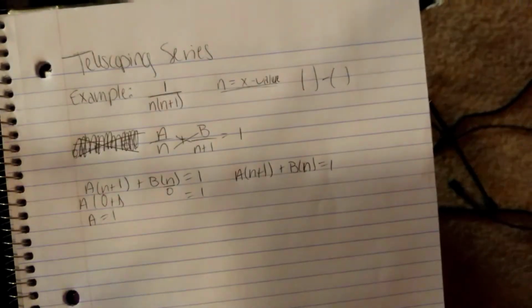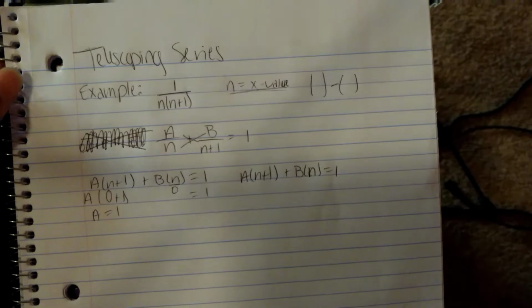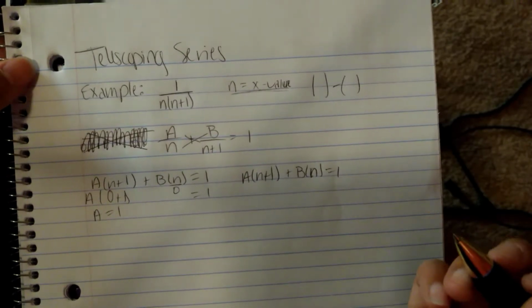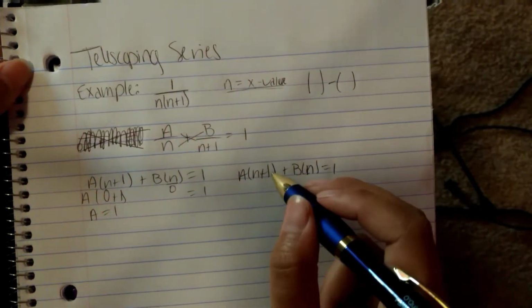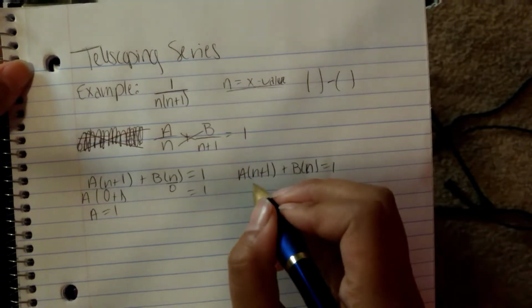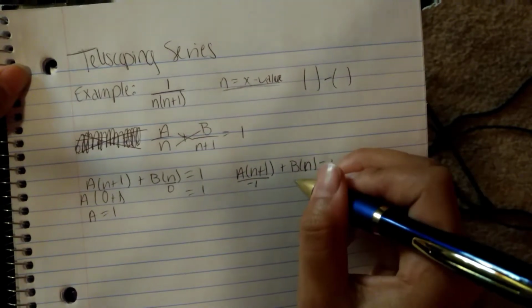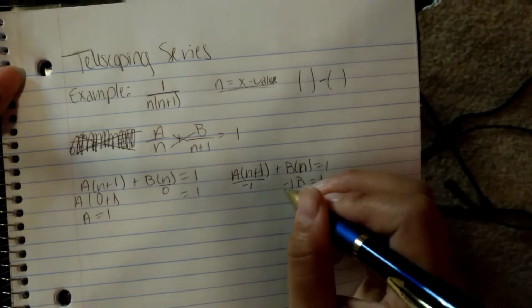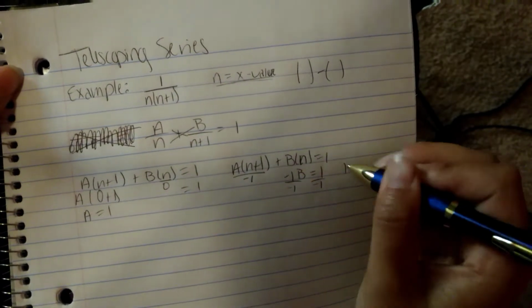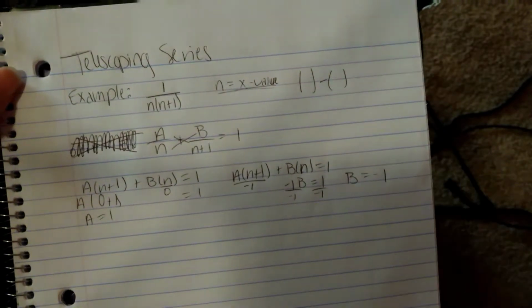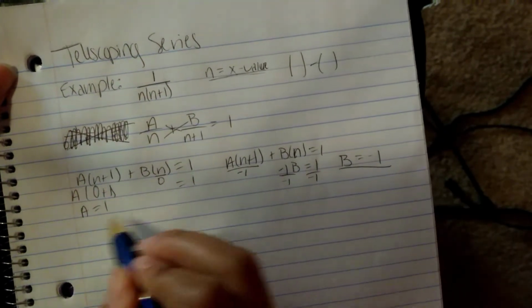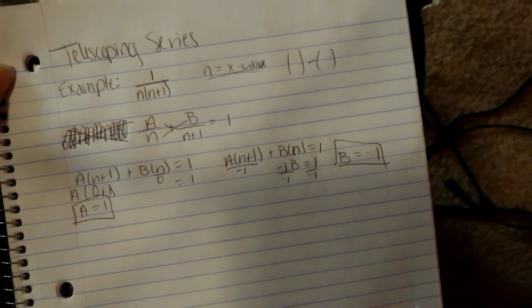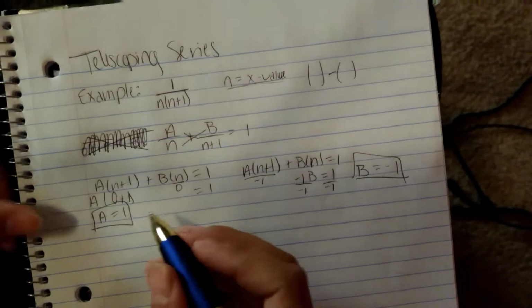Now what n value would get A to be 0? The n value we need to get A to cancel out, and B multiplied by 0, is negative 1. So we're going to put in negative 1, and B equals 1 divided by negative 1, so B equals negative 1. So we've got our A and B values here. Now we just sub that back in.